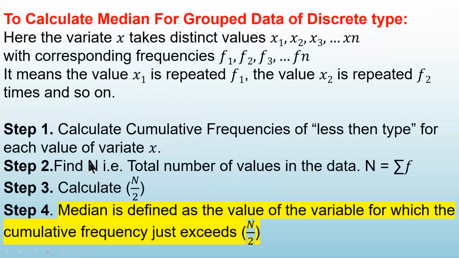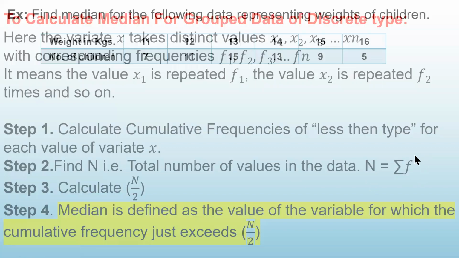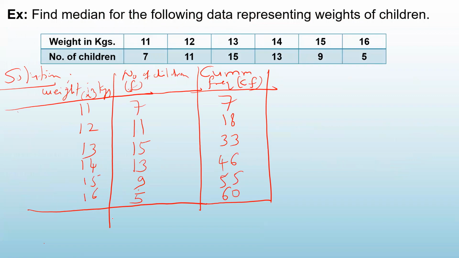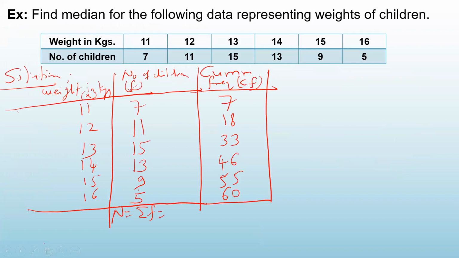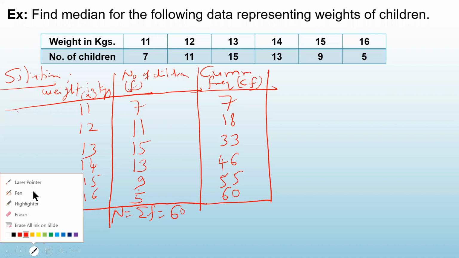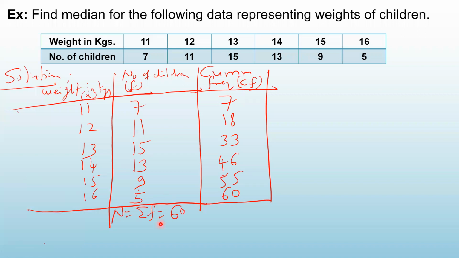Second step, find N. N means total number of values in the data. How do you calculate that? It is summation of frequencies. So find out capital N. Capital N is equal to summation of frequencies. How many values are there in the data? Add frequencies. So when you add this, you are going to get 60 only. Summation f is 60. As I told you, this and this should be same. So 60, 60. Okay.